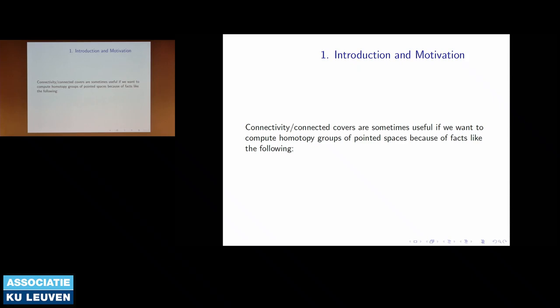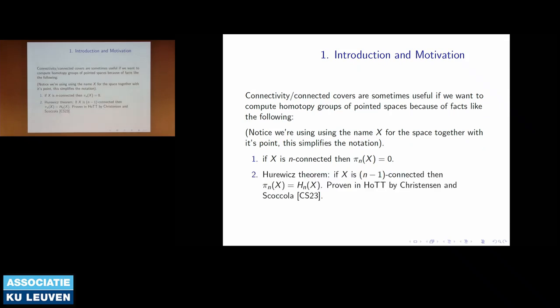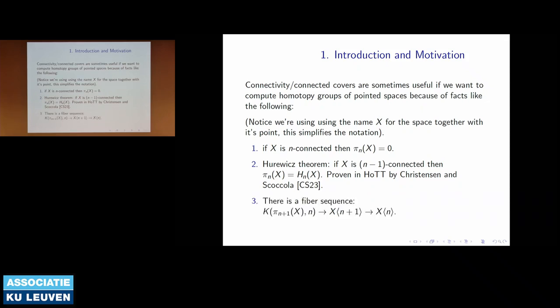This is because of facts like the following. Here's a trivial one. If X is n-connected, then π_n of X is 0. Less trivial is the Hurewicz theorem, which says that if X is (n-1)-connected, then the nth homotopy group of X is equal to the nth homology group of X. N has to be greater than 1. This was proven in homotopy type theory by Christensen and Scoccola.